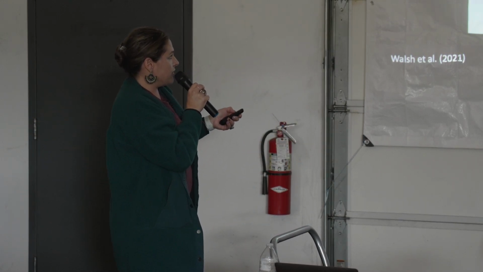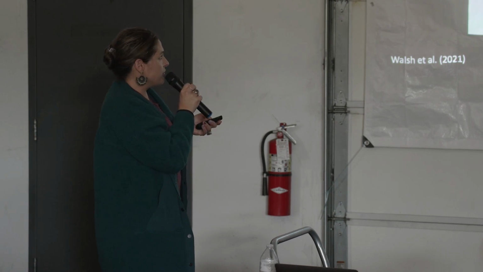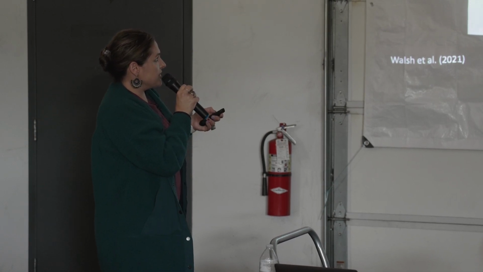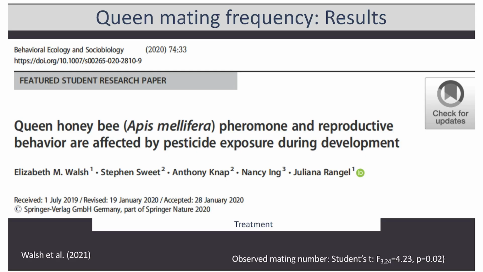The normal control queens mated with the normal average of 12 drones, versus some of these queens in fluvalinate and coumaphos that mated with almost 20 drones. At first I was like, oh, that's weird, but we actually found the same results in a different study in North Carolina with fluvalinate and coumaphos.